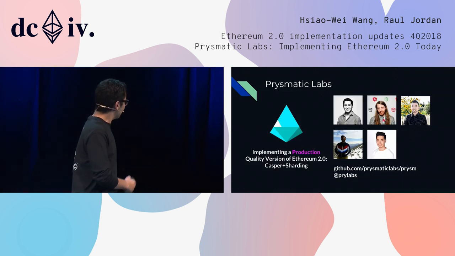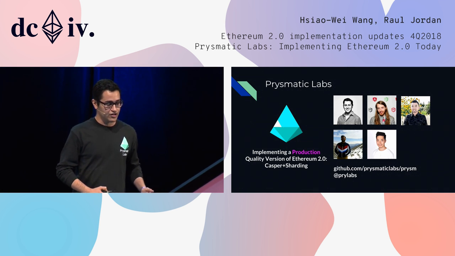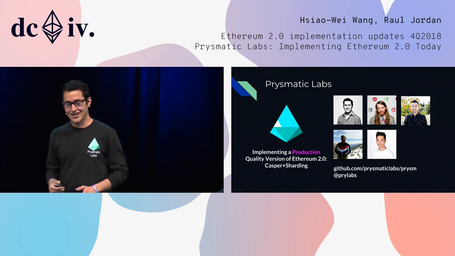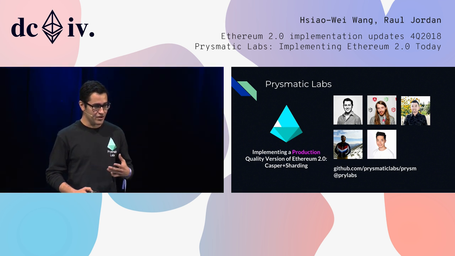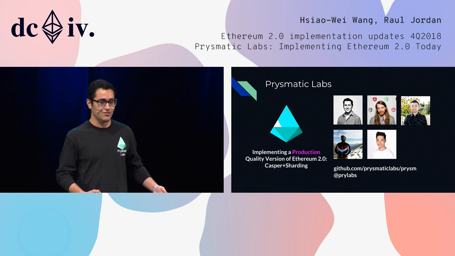So today, I will be talking about implementing Prysm, which is our Go client for Ethereum 2.0. And I just want to give a little bit of background on who we are. So my name is Raul, and I am the co-founder of Prysmatic Labs. We are an independent team of developers that aggregated to build an implementation for sharding, Casper, and a general upgrade to the Ethereum network.